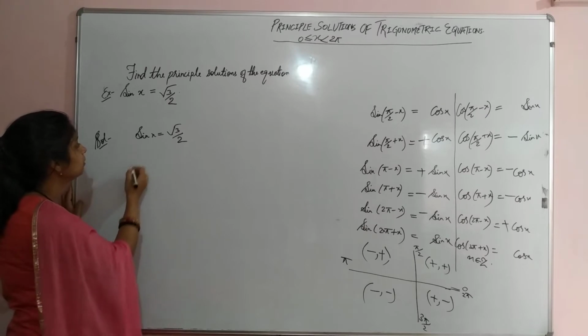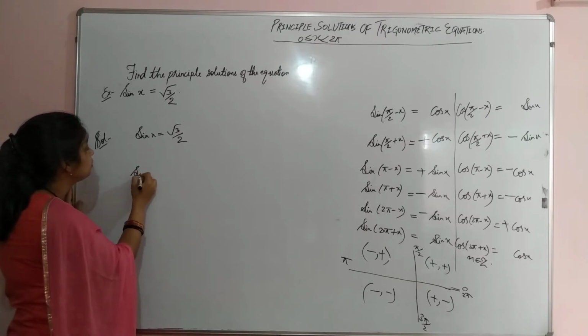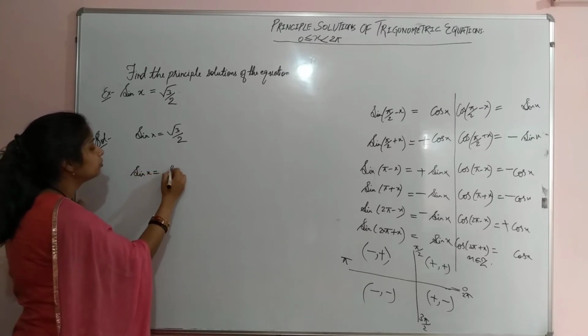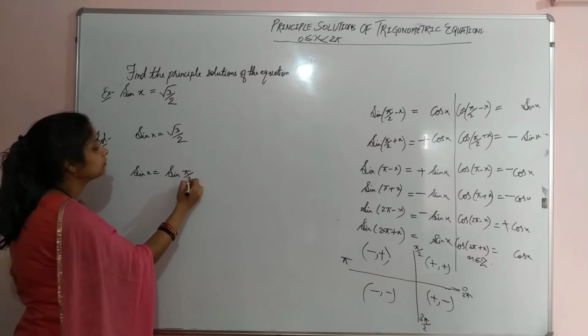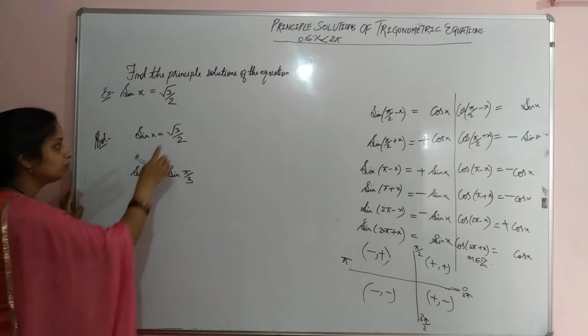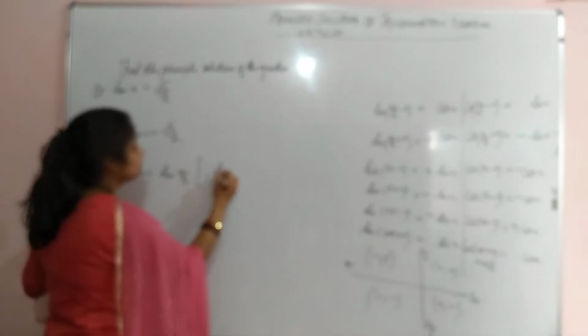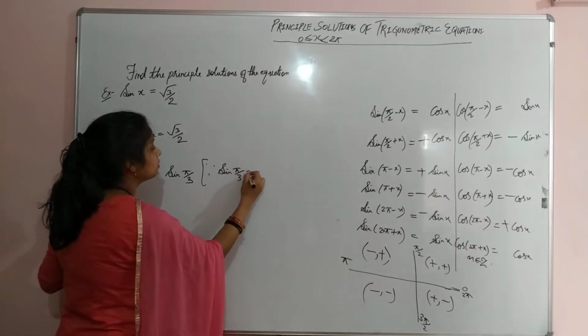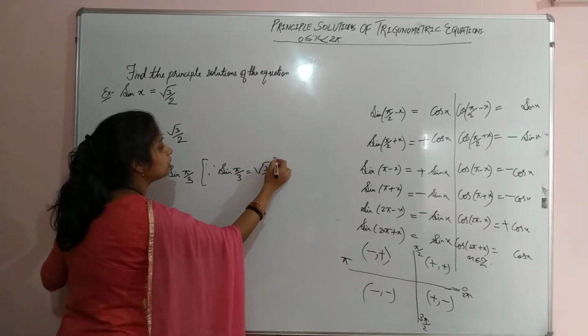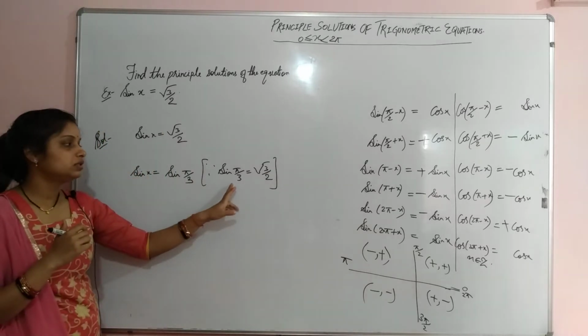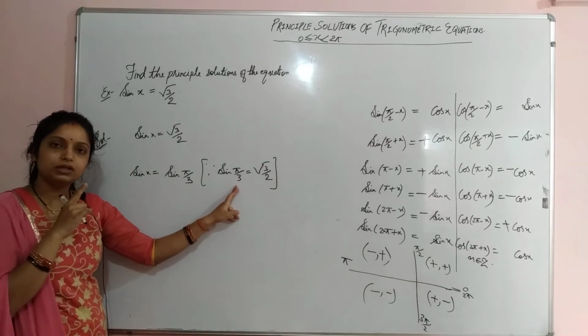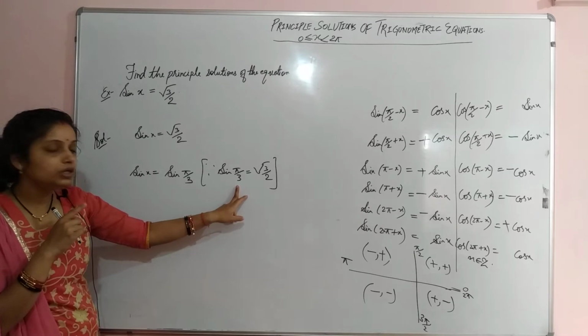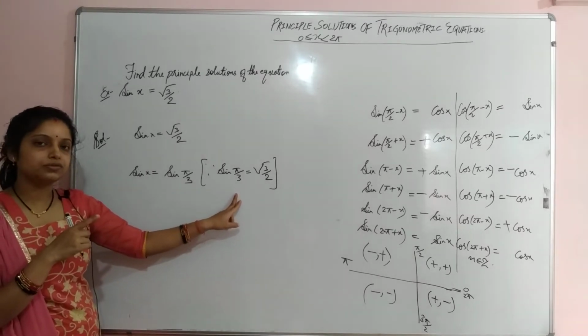So let me write sine x is equal to sine pi by 3. Clear? Because sine pi by 3 is equal to root 3 by 2. This value I have written from the table, and I already told you how to draw the tables for the angles.